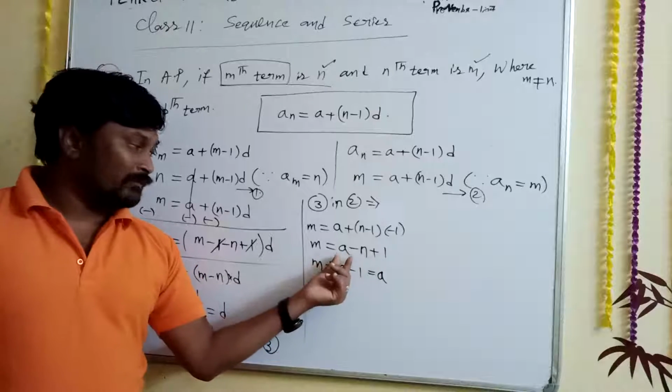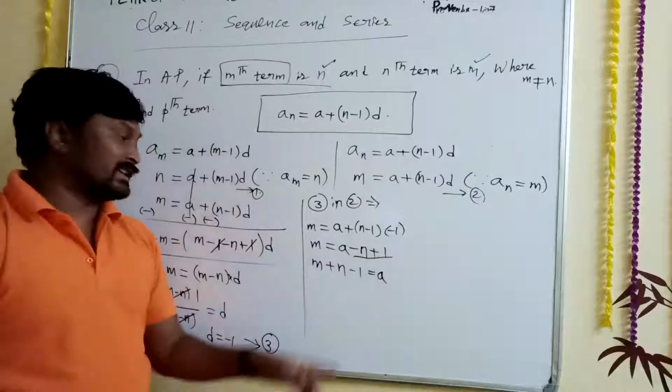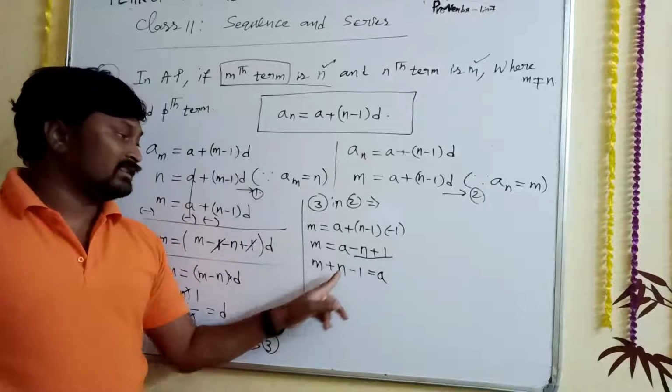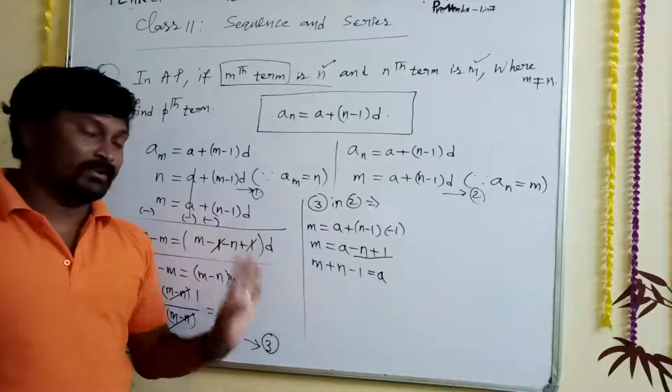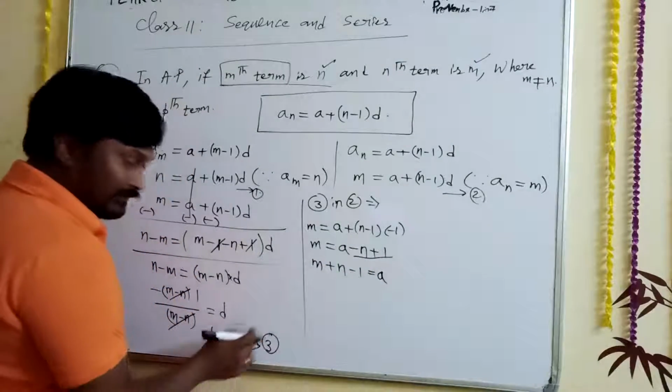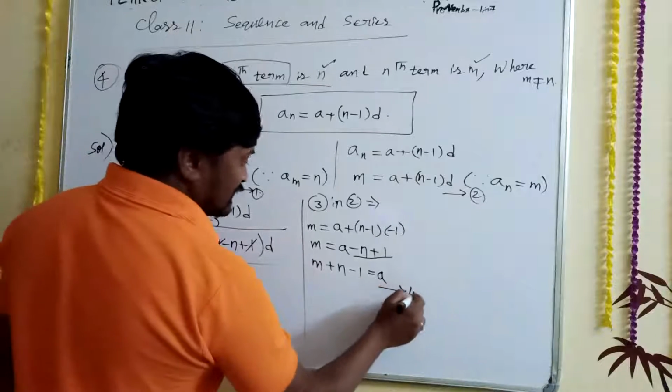Now here I want only the a value, so whichever terms are there, send them to the other side. Minus n comes as plus n, and when plus 1 goes to that side it becomes minus 1, so that you got the a value. Now a value you know, b value you know. So let me write here 3 and this as 4.